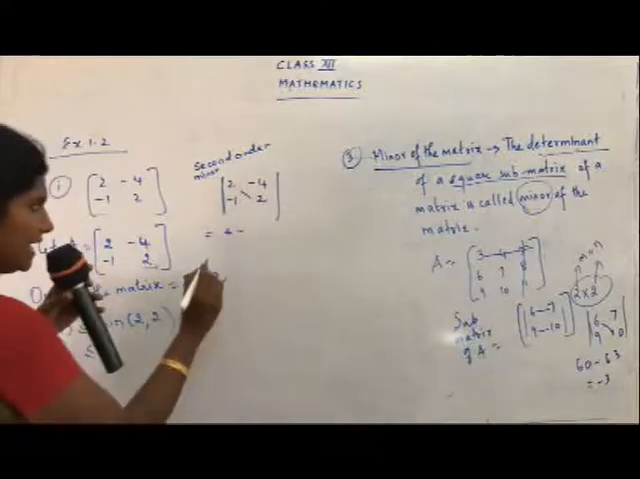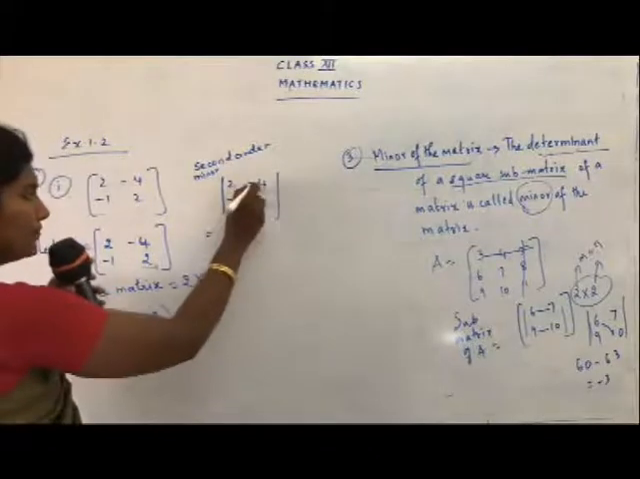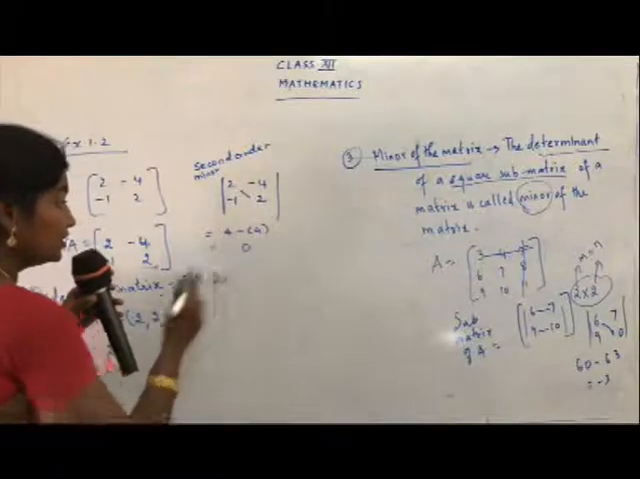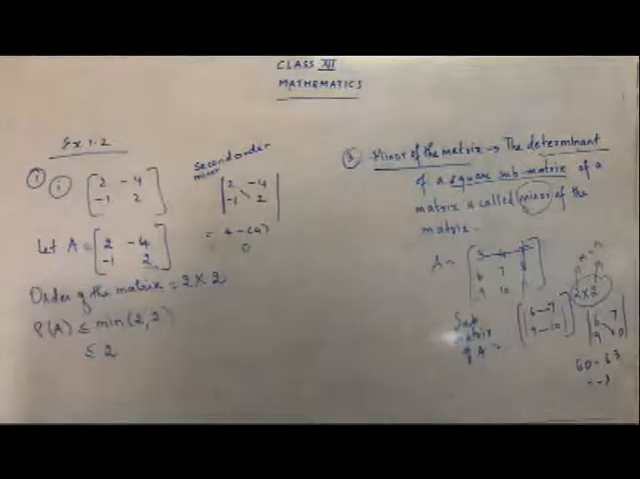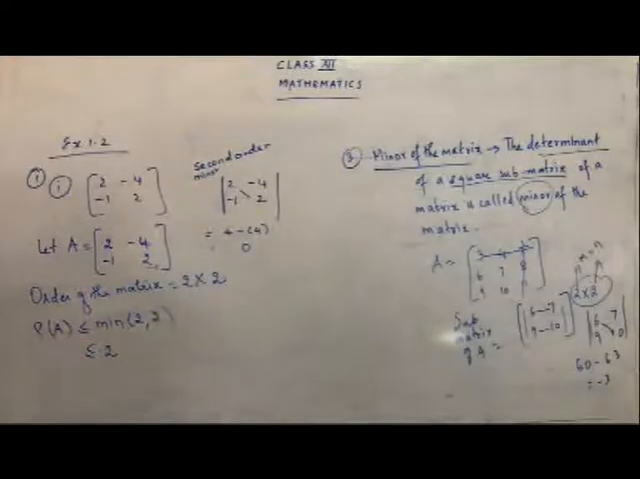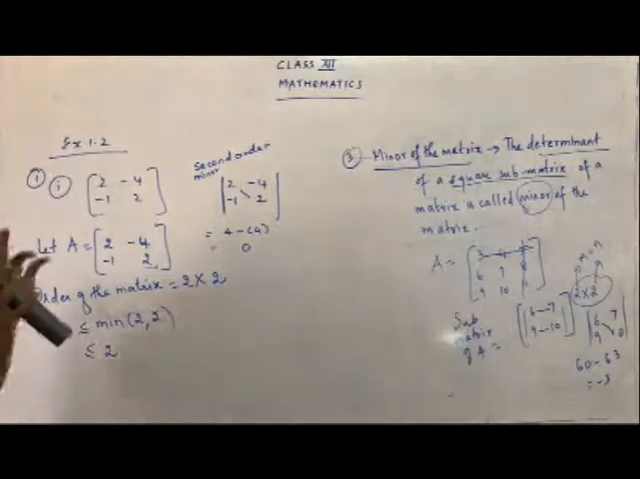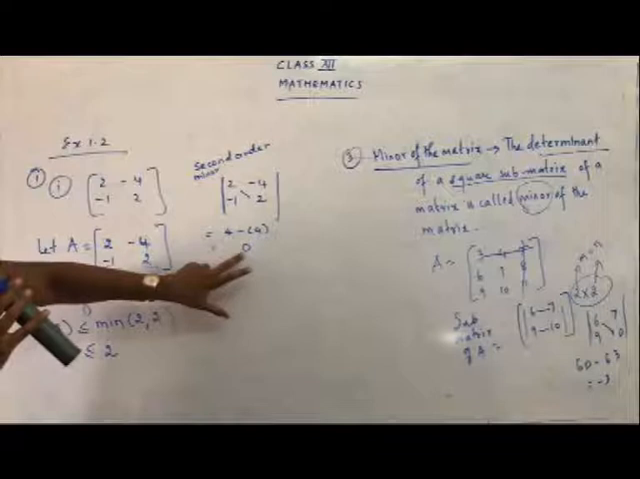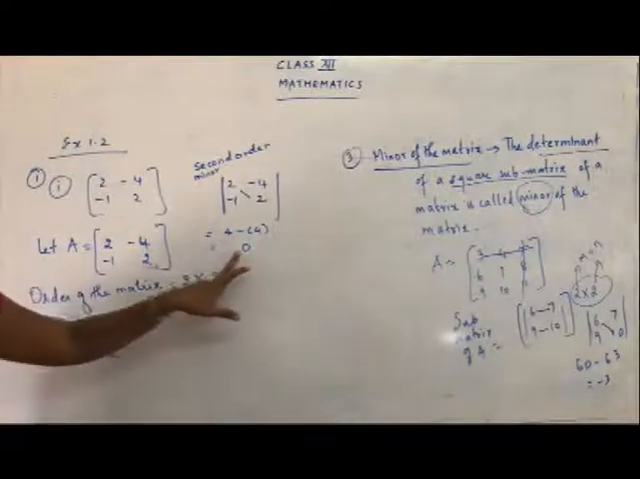4 minus, main sign is minus. Minus 1 into minus 4. It's 4. So what is the answer you get here? 0. But what happens here? The minor vanishes. Vanishes means you are getting the determinant as 0. So we are not able to choose the order as 2. The second order is vanishing here. You are getting the answer as 0.